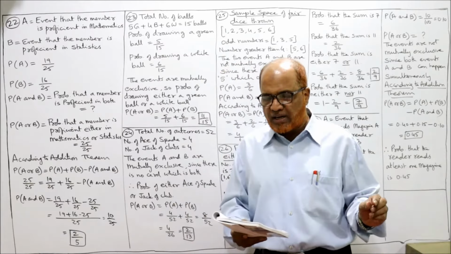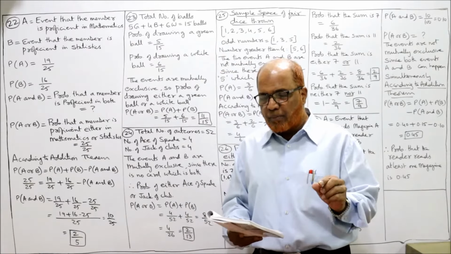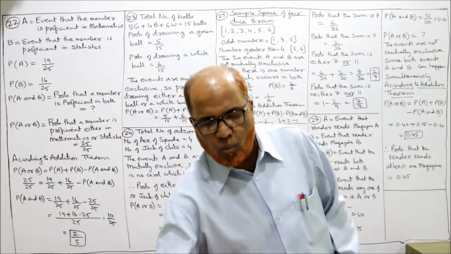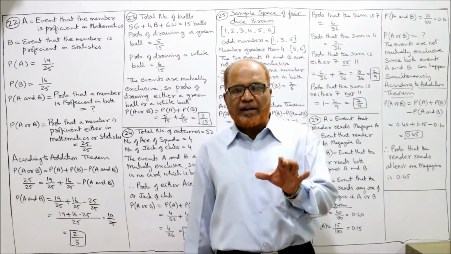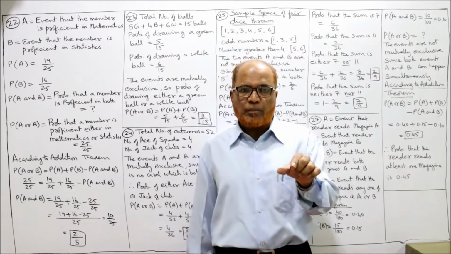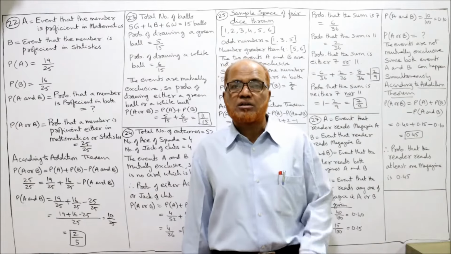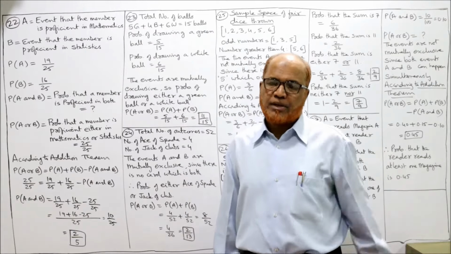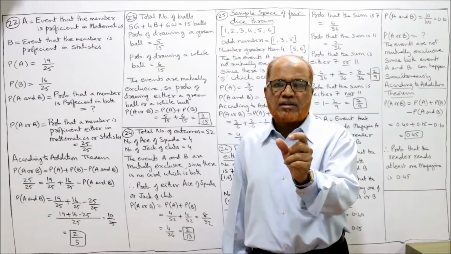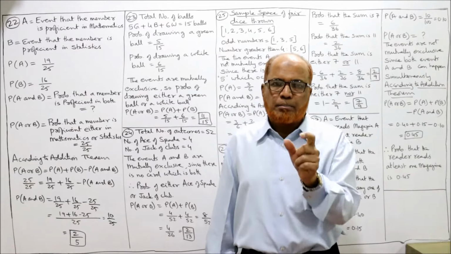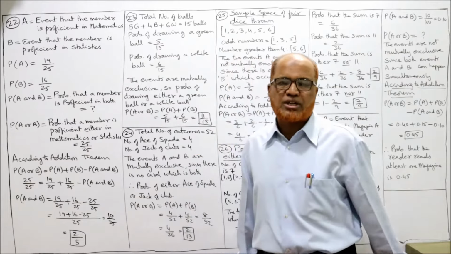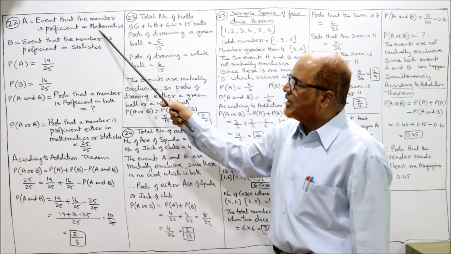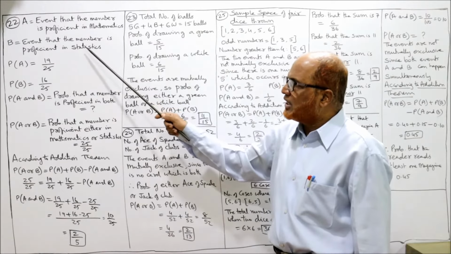If a person is chosen at random from the committee, find the probability that the member is proficient in both mathematics and statistics. One person is selected at random. We want to find the probability that this person is proficient in both mathematics and statistics. So we have to calculate A and B. We will suppose A is the event that the person is proficient in mathematics. B is the event that the person is proficient in statistics. Now see here. A is the event that the member is proficient in mathematics. B is the event that the member is proficient in statistics.